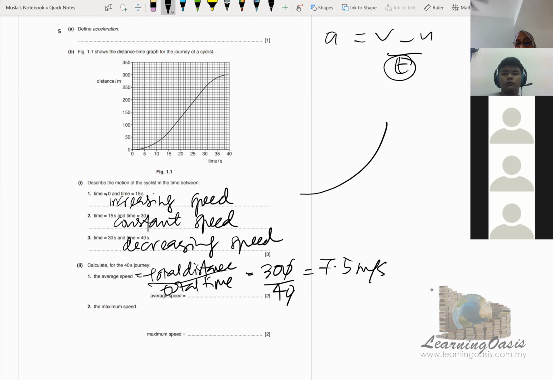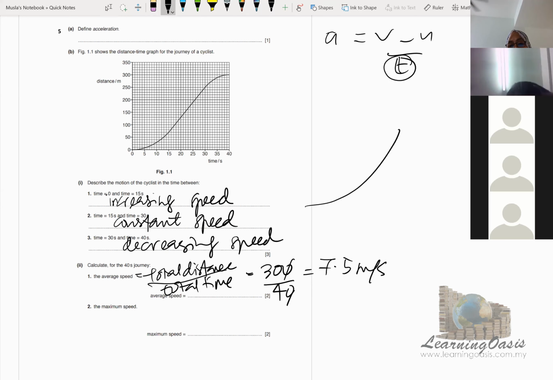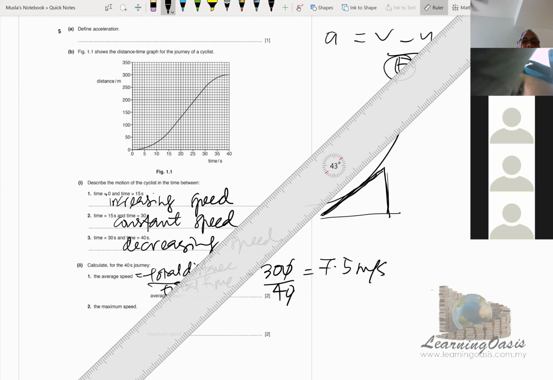Draw a tangent at any point between 5 to 15. Okay, use your ruler. Draw a tangent to the curve. Get it? Understand? So take your ruler and place your ruler here.